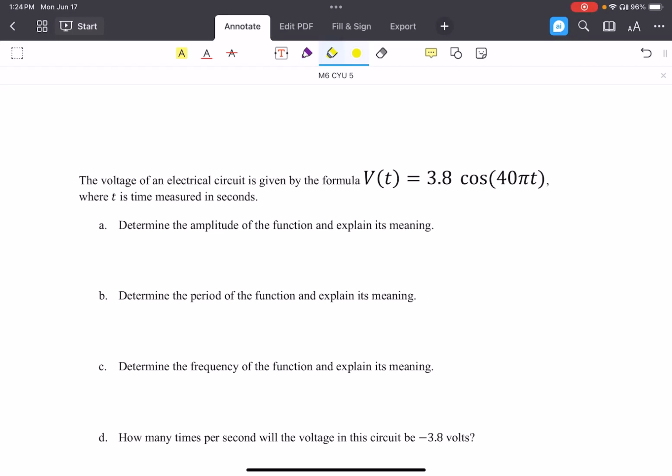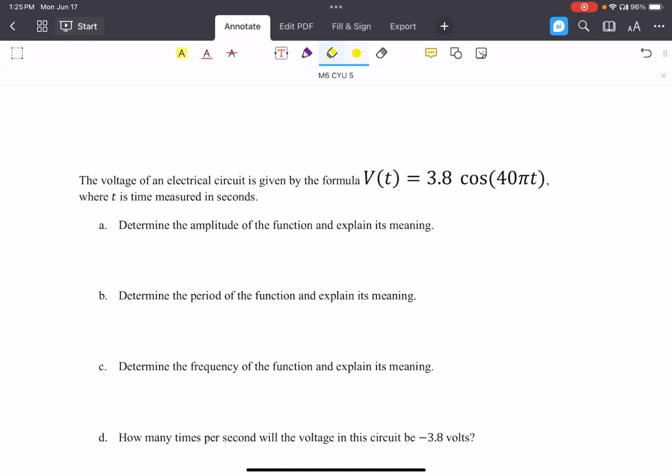In this video, we're going to walk through the CYU question that gave us a trig function that describes the voltage of an electrical circuit, and we're given a formula, and T is measured in seconds. Basically, in this problem, we've been asked to identify the key features of this periodic function, what they represent within the context, and then answer some other questions about it.